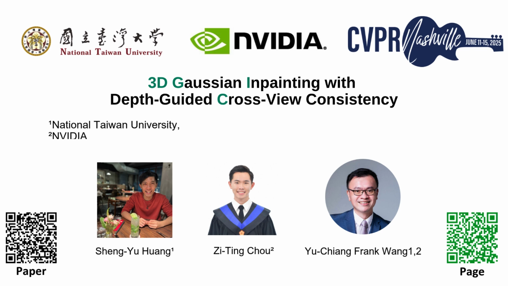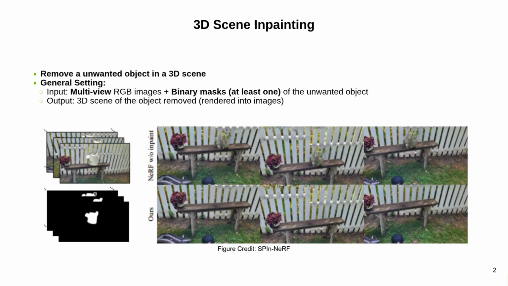We are now introducing our paper, 3D Gaussian Inpainting with Depth-Guided Cross-View Consistency. The task of 3D scene inpainting is to remove something we don't want in a 3D scene and inpaint the artifact or blurry hole left by removing the object to be as real as possible.